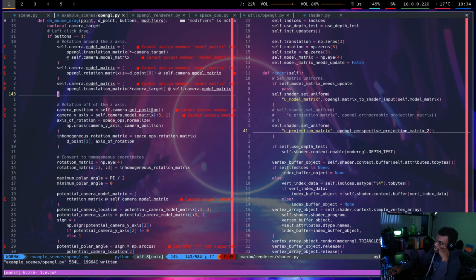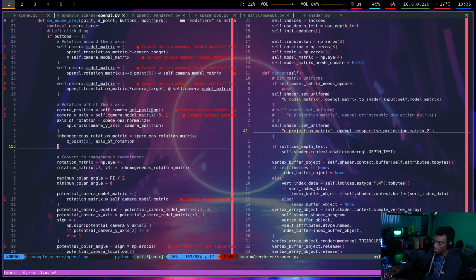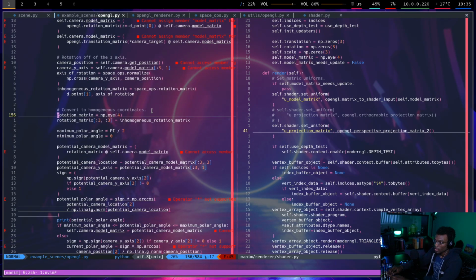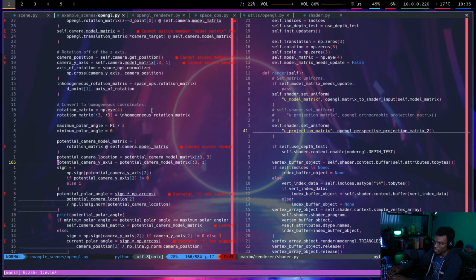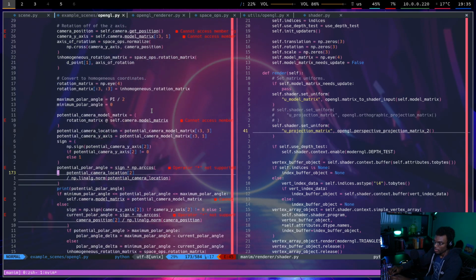I wonder if this is all I need to do. Let's look at the axis of rotation. I think that's fine. Oh, well, no, it's not. Camera position will change. It will change after I translate it. So this will give me the rotation matrix. Then I just convert that to homogeneous coordinates and then check the polar angle that way.